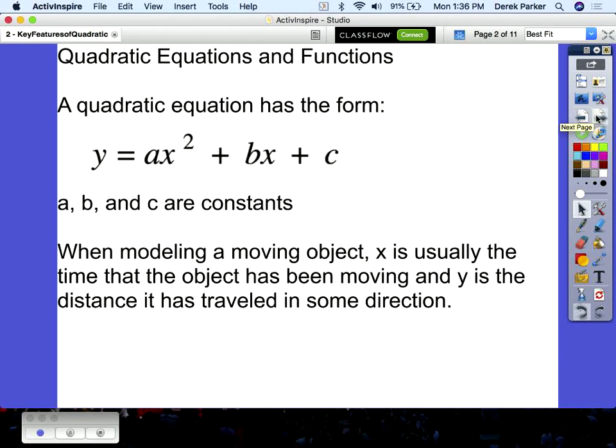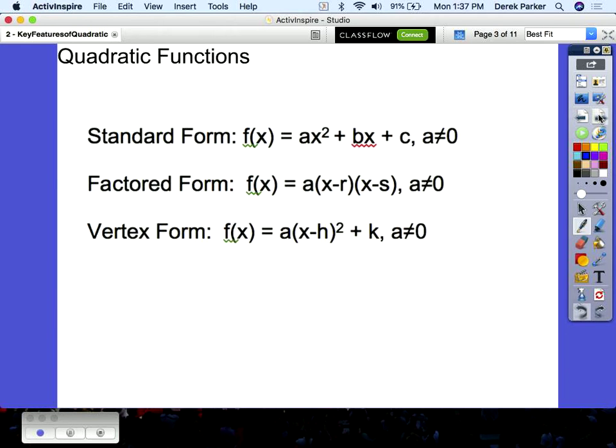A quadratic equation has the form y equals ax squared plus bx plus c, where a, b, and c are considered constants. When modeling a moving object, x is usually the time that the object has been moving, and y is the distance it has traveled in some direction. Again, your equation is y equals ax squared plus bx plus c.